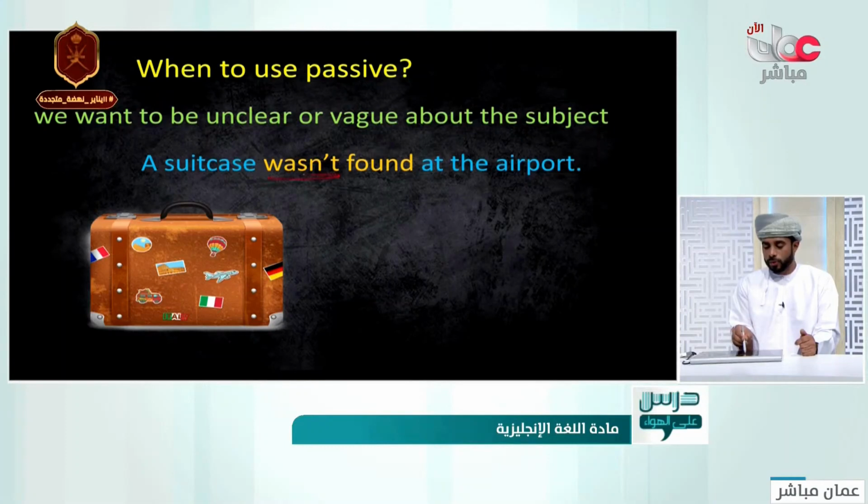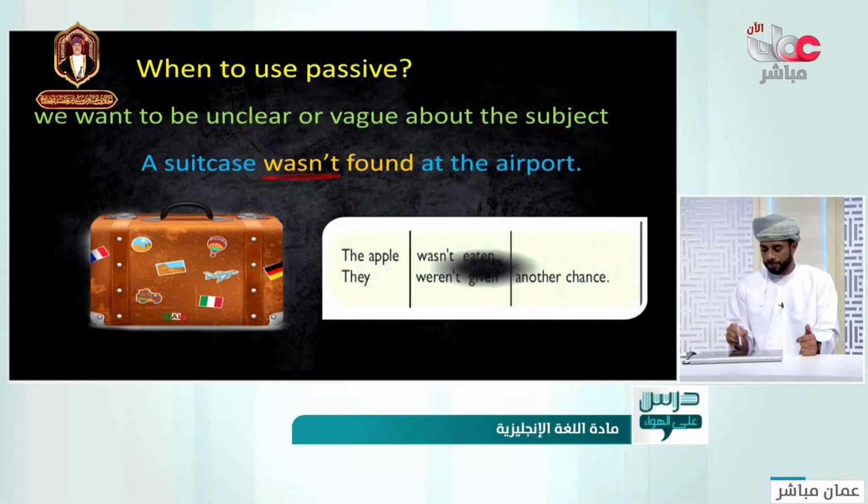I meant to make it negative to show you how to make a negative sentence in the past passive. Is it really clear? We just add not to was, like this one. The subject, then wasn't or weren't plus the past participle. That's it. Just wasn't or weren't. Nice. Have a look at this one.